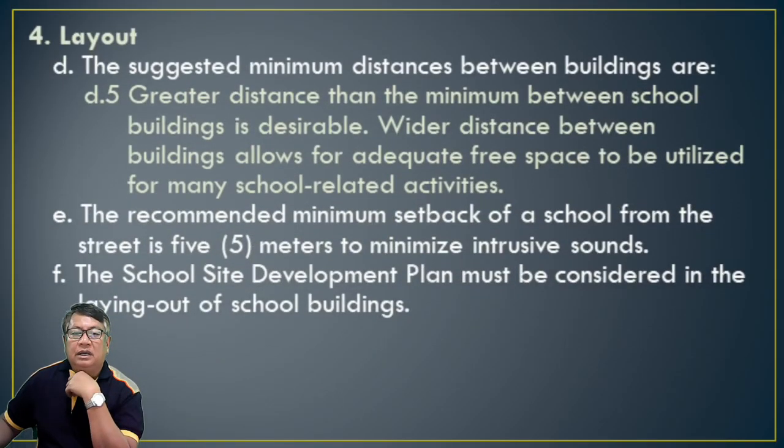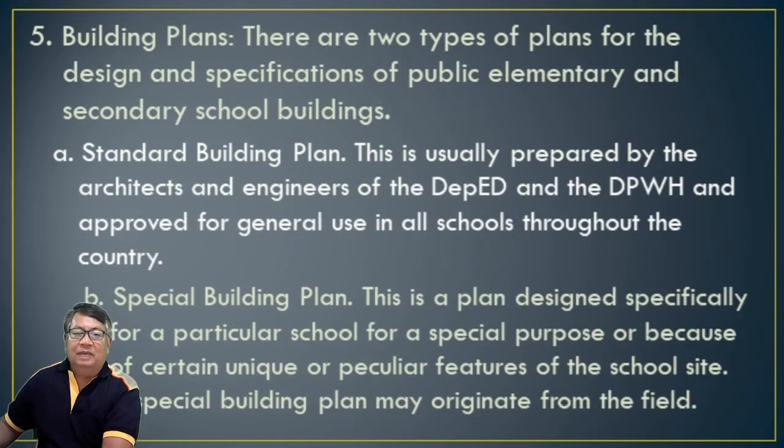Okay, so the minimum distance between, letter D, greater distances than the minimum between school buildings is desired. Wider distance between buildings allows for adequate free space to be utilized for many school-related activities. Okay, so letter E, the recommended minimum setback of a school from the street is 5 meters to minimize intrusive sounds. The acoustic barriers. No, we should have to implement the acoustic barriers in a way. Later on, we will discuss that. The school site development plan must be considered in the laying out of the school building.